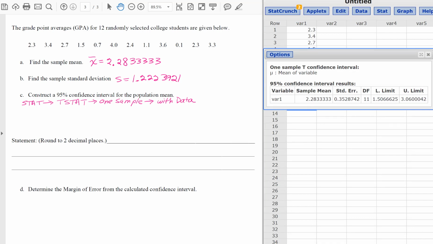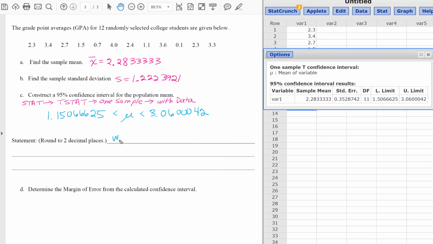Our lower limit for our confidence level is going to be 1.1506625, and that's our lower boundary for our population mean, and our upper boundary is 3.06000042. Notice here it did not give us the margin of error. Now, our statement says we need to round to 2 decimal places.